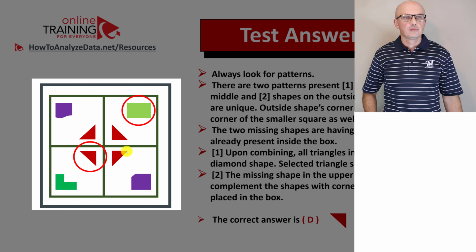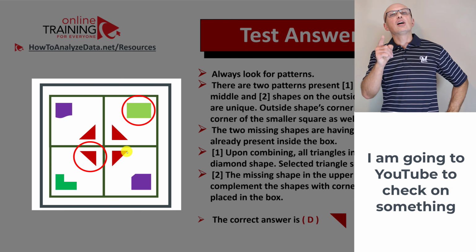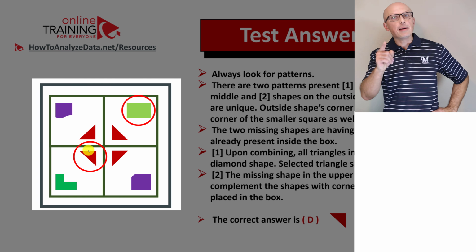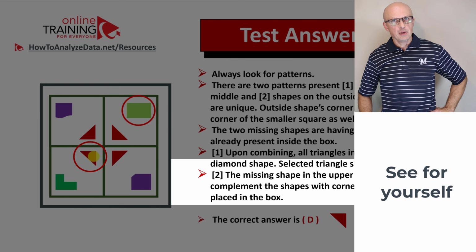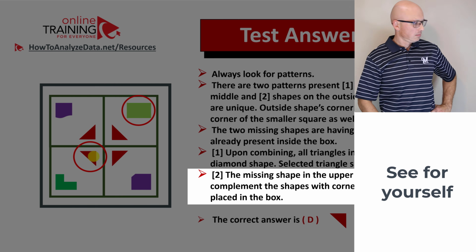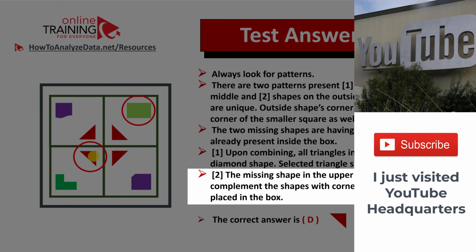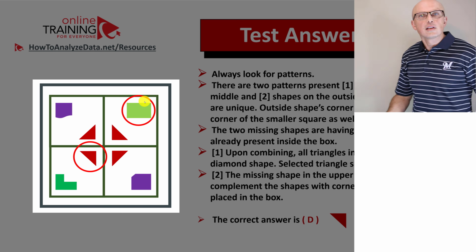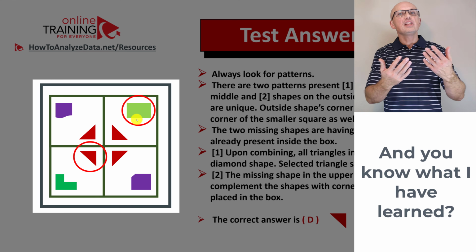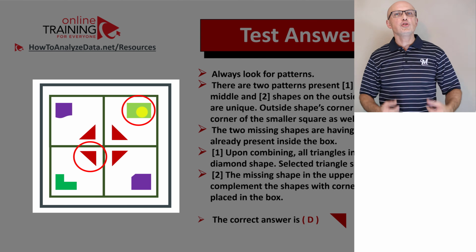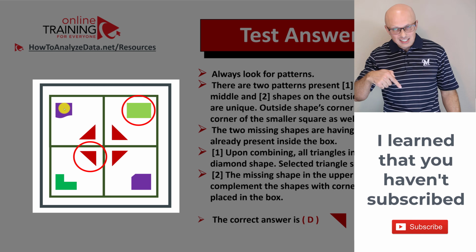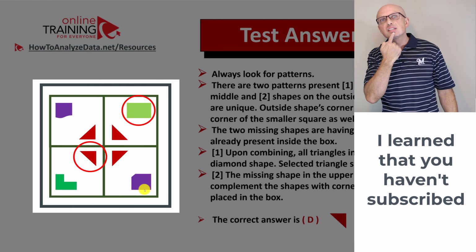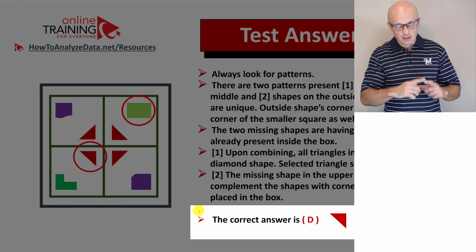Let's look at each one of these 2 patterns in more detail. You should look for the triangle which matches the color, and upon combining, it should build a diamond. For pattern 2, the missing shape in the upper right corner should complement the shapes with the corners that can be exactly placed in the box. In this case, we selected the green rectangle. You also notice that there is a pattern of green color on the opposite sides of the squares, same as the purple colors on the opposite sides of other squares. So the correct answer here is choice D.